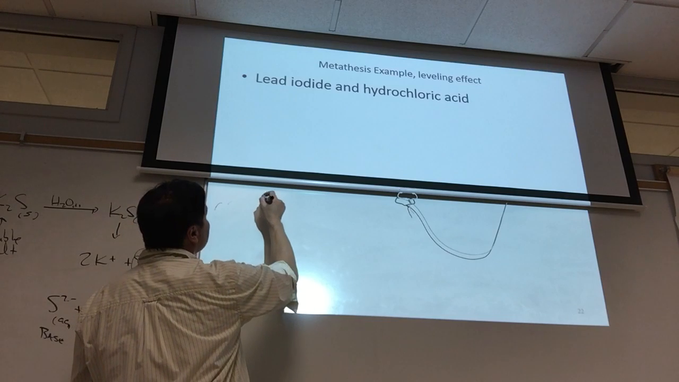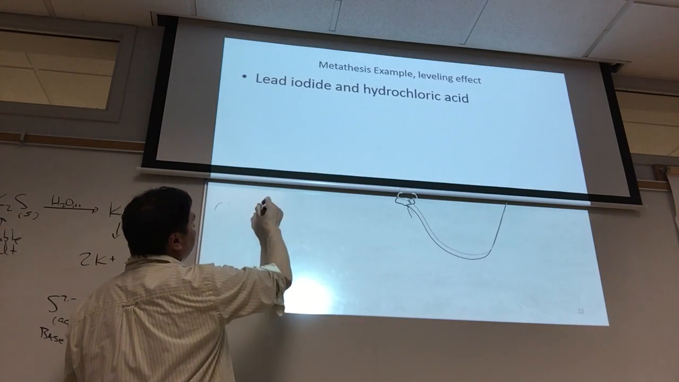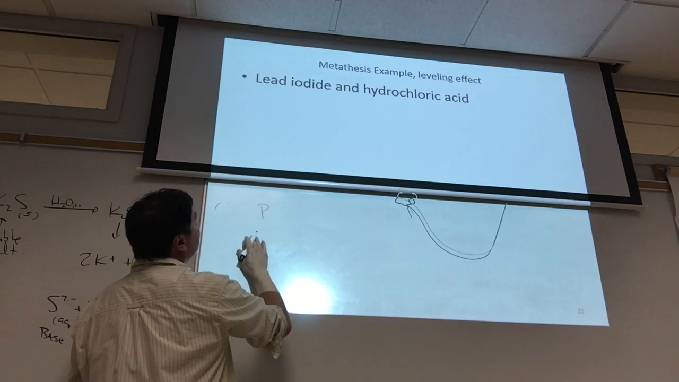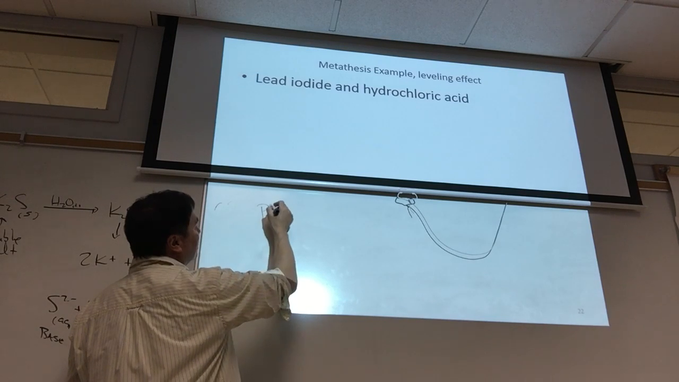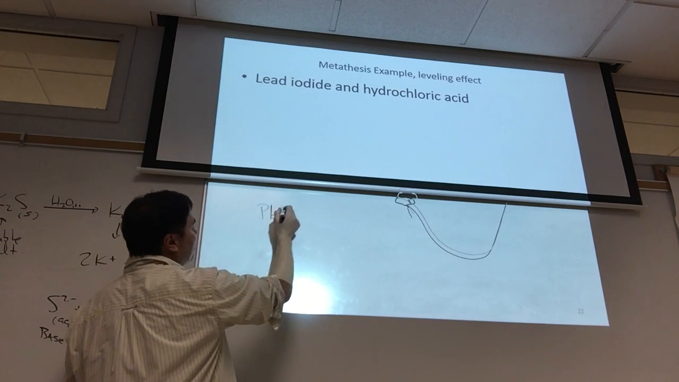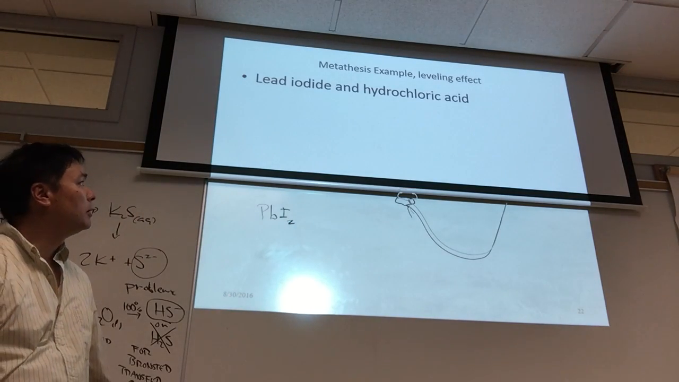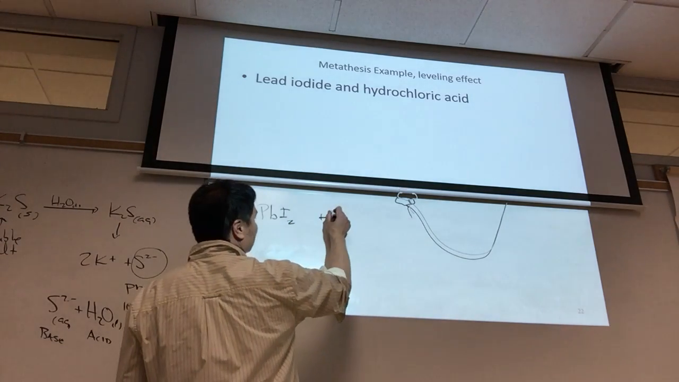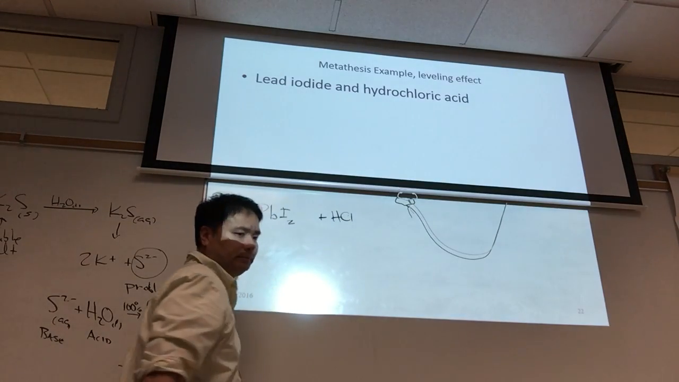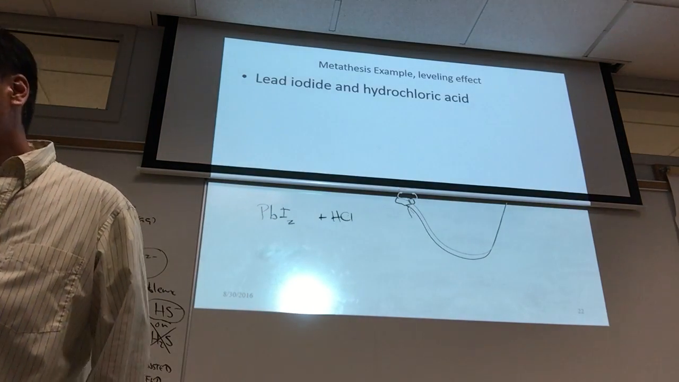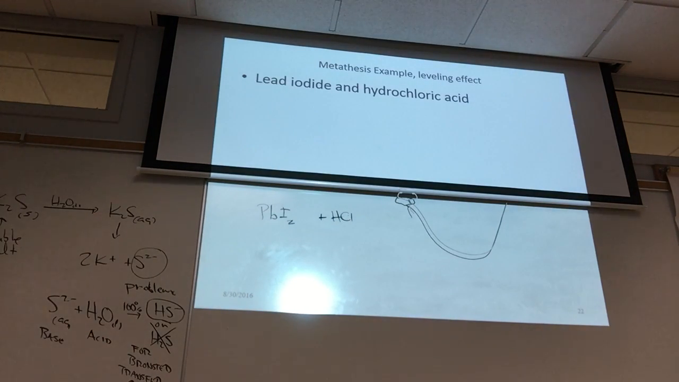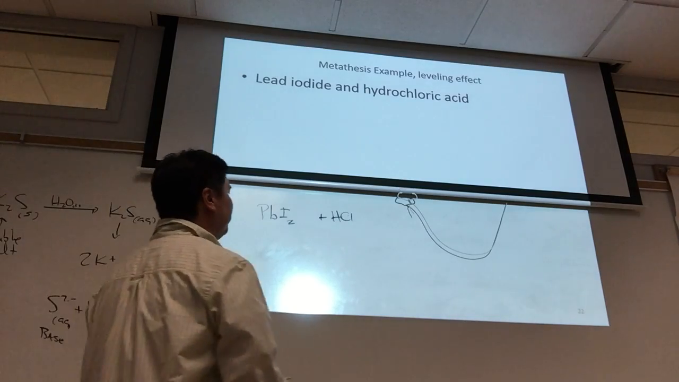Okay, this one's lead. Actually, I made a typo here. This should be lead(II) iodide. What's the formula for lead(II) iodide? PbI2 plus hydrochloric acid, HCl. Another double replacement reaction, so this is good. All double replacement reactions so far.